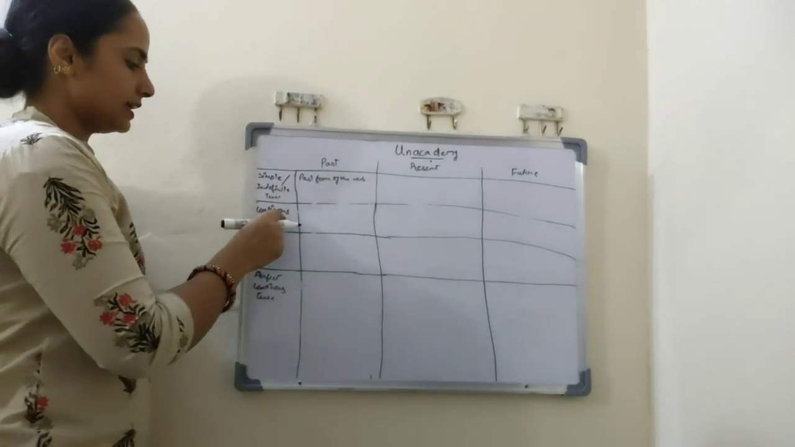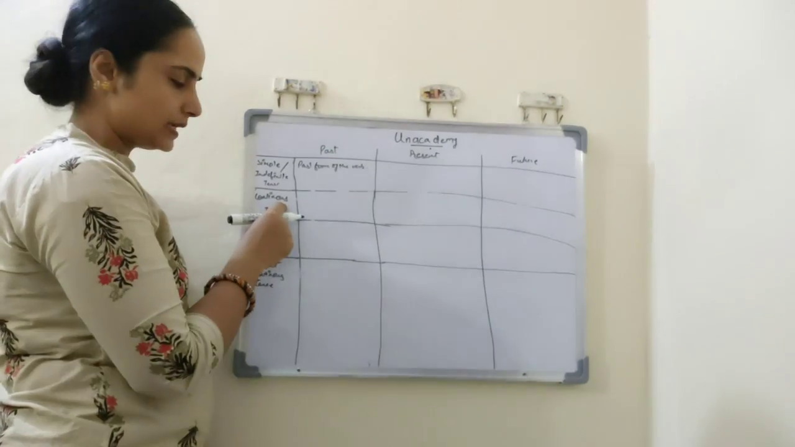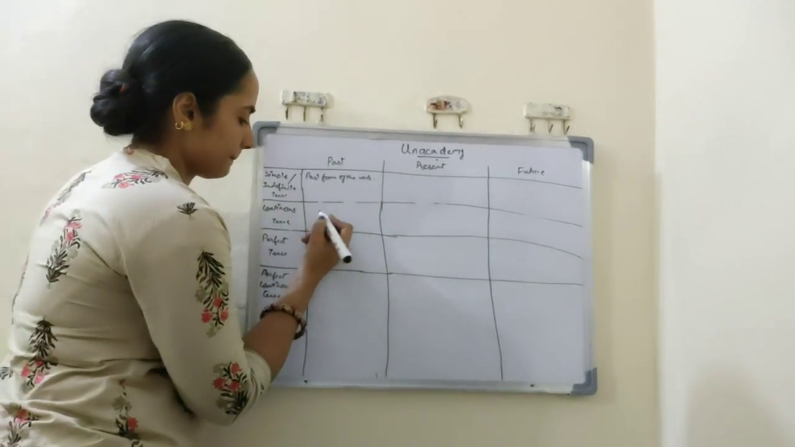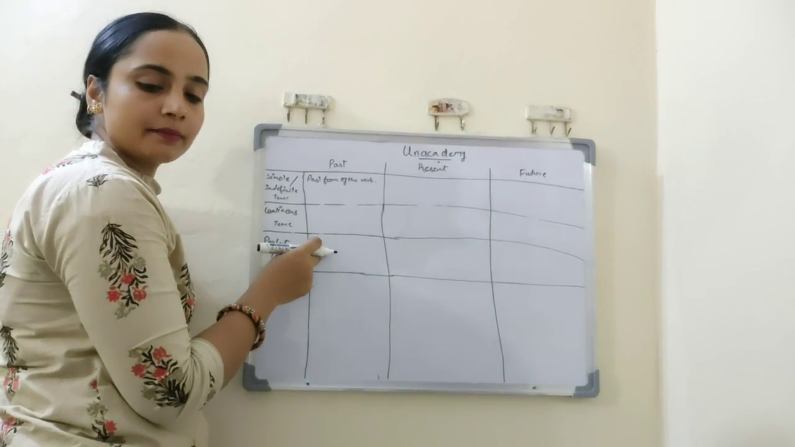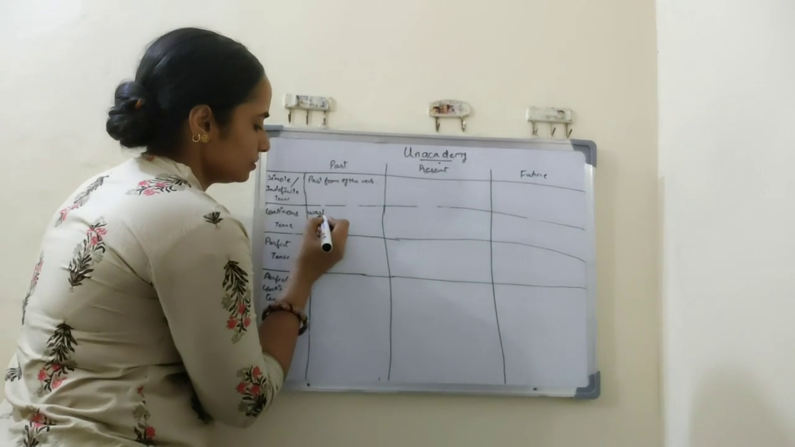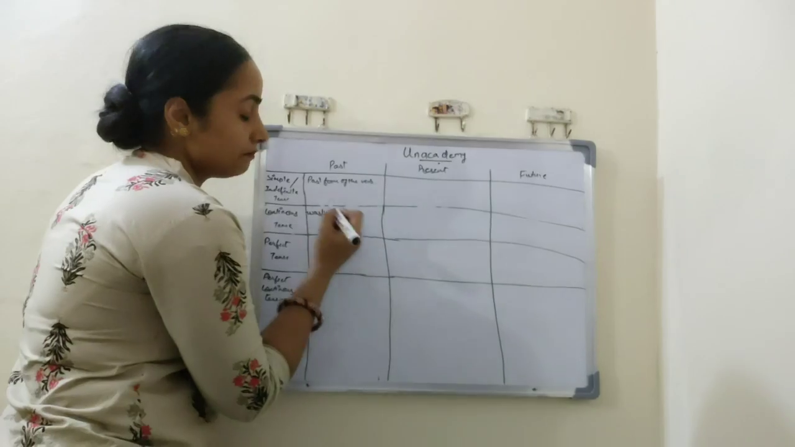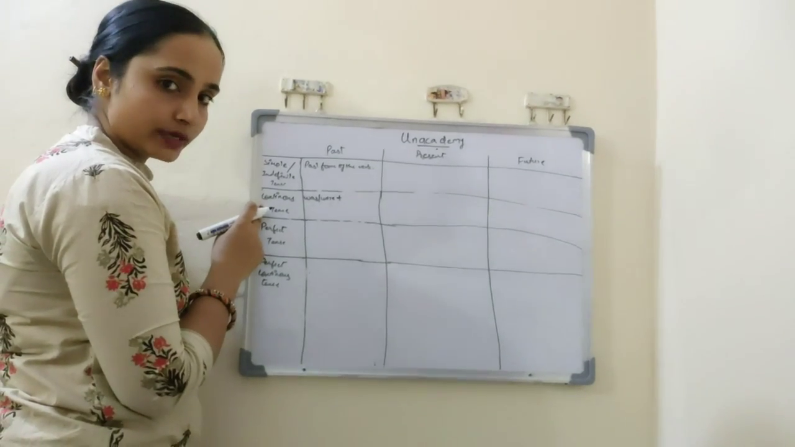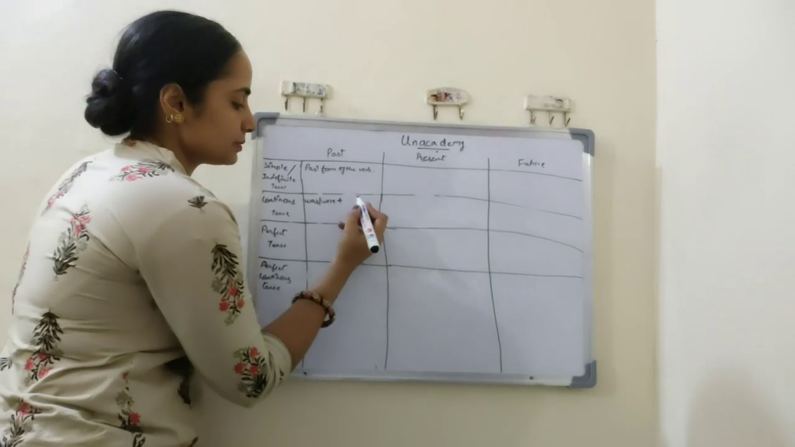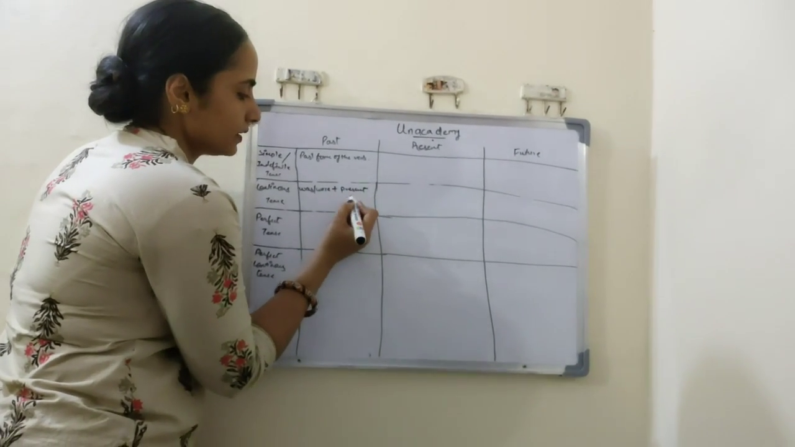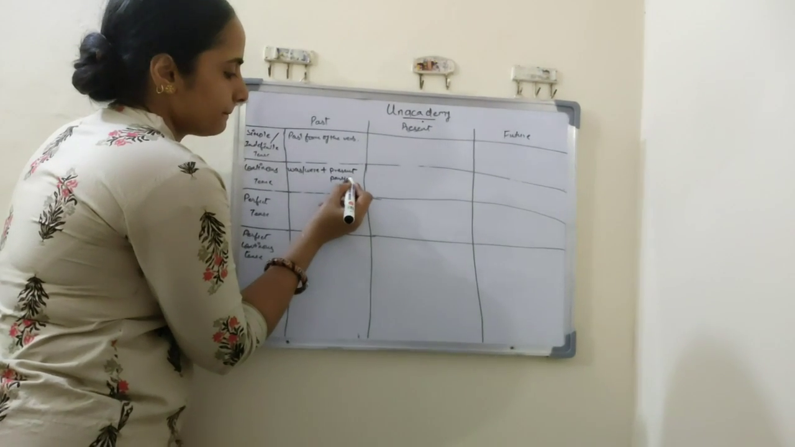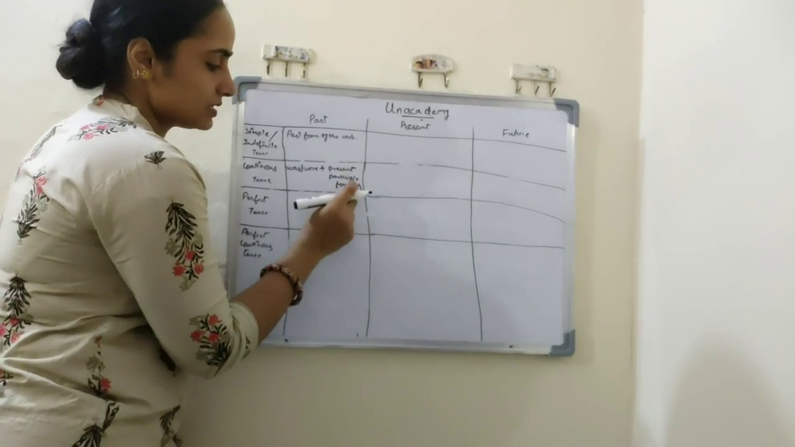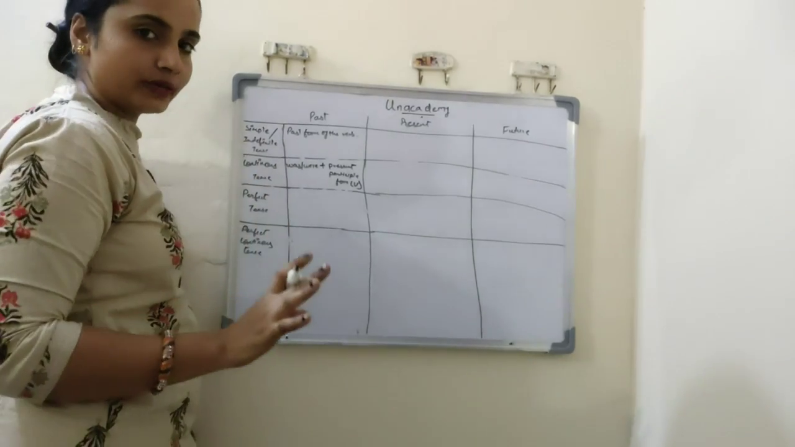Now in past continuous, what will happen is, as I told you, it will be was or were plus ing, because it is the continuous form. And what is the ing called? It is called the present participle form of the verb. This V means verb, in case you get confused.